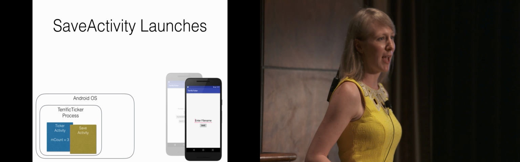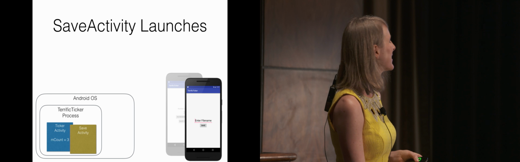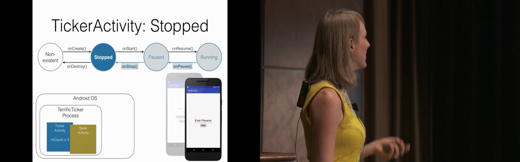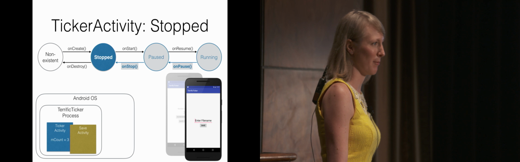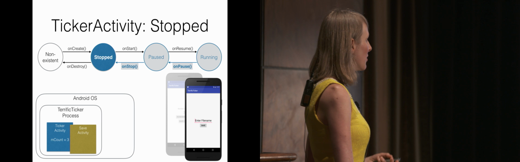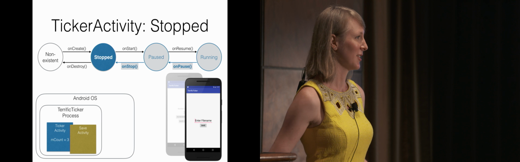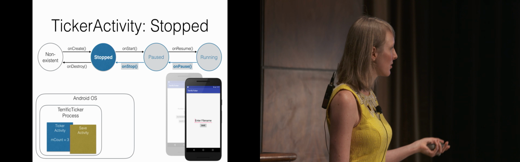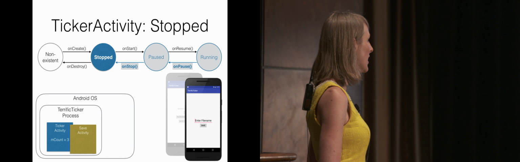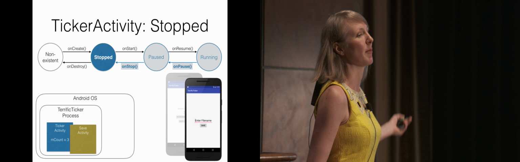So something must happen to the state of our ticker activity. What will happen is it gets moved from running to stopped. Now if you think about it, I said stopped means your activity instance is alive in memory, but the user cannot see it. So in this scenario, the user sees that top screenshot. They just see your save activity. They don't see ticker. So ticker moves from running through onPause, through onStop to stopped.